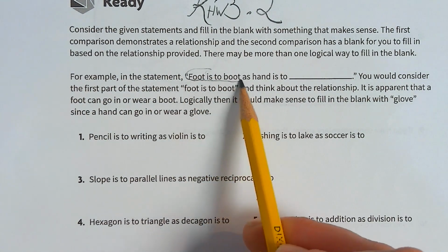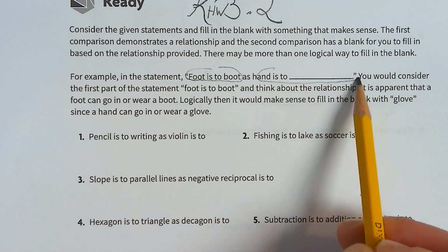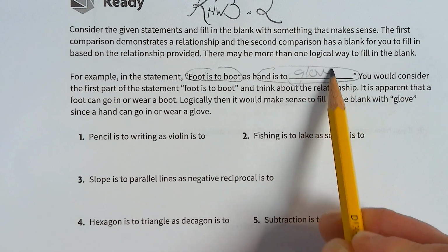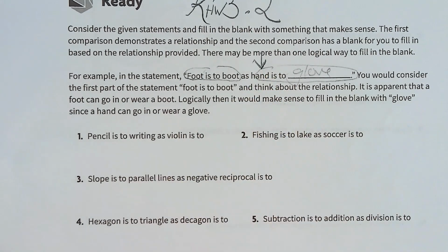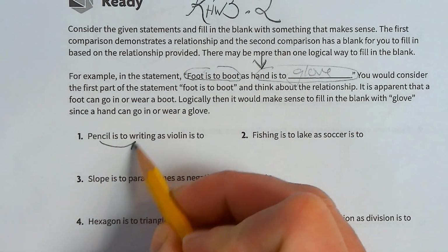Foot is to boot, as hand is to glove. You figure out the relationship between the first two things and then figure out what would have that same relationship to that third thing, and you come up with the fourth thing. Pencil is to writing, as violin is to, well, what's the relationship between pencil and writing?